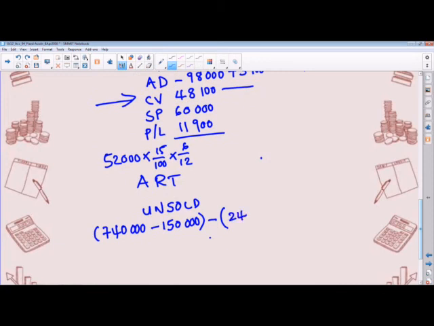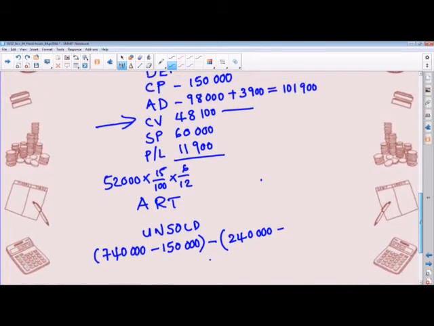240,000 minus, now this is the one that many candidates make a mistake with. Watch. What was my accumulated depreciation for this vehicle that I disposed of at the beginning of the year? Clearly you can see from your table once again, 98,000 Rand. Do you see that? Do not use the 101,900.